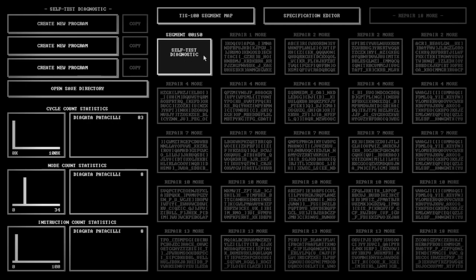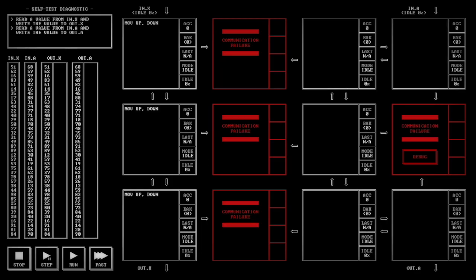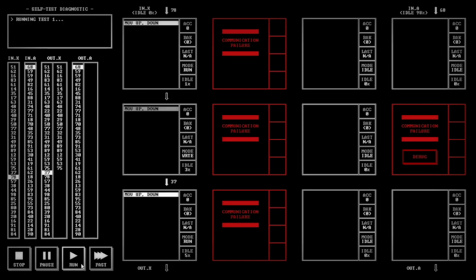Here we go. Self-test diagnostic, I guess, would be the first. Or maybe it's create new program. I'm not sure. So, I clicked this basically just to test the sound, but not sure what this does. Let's see. Move up and down. So we have an in X, in A, out X, and out A. So I guess these are input and output streams.